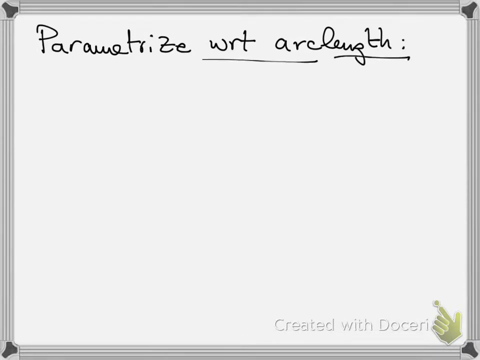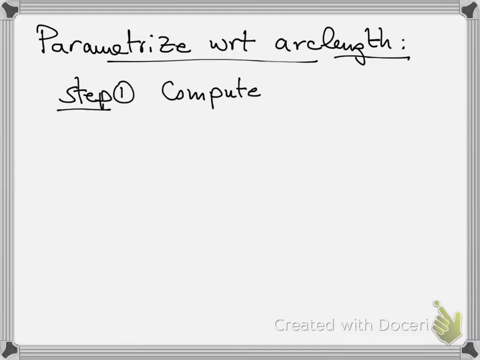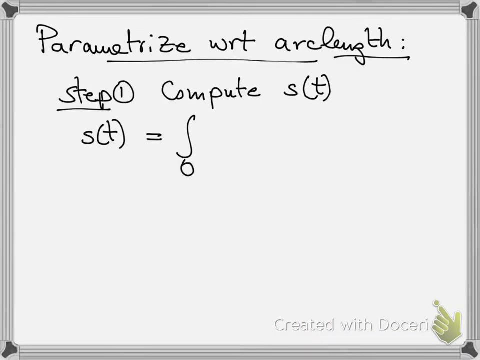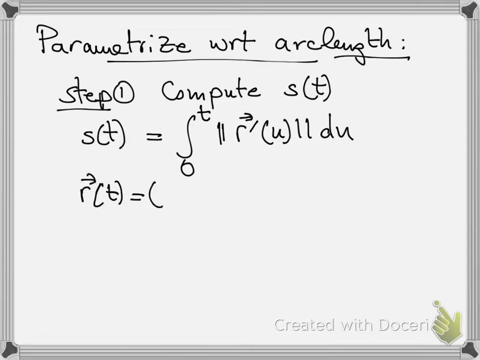So step 1: we have to compute s of t, the arc length function. s of t is the integral from a to t, where a is 0, of the length of r prime of u du. So what's r prime of u? Well, r of t first is equal to 2t, 1 minus 3t, 5 plus 4t.